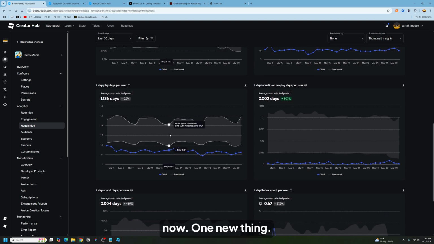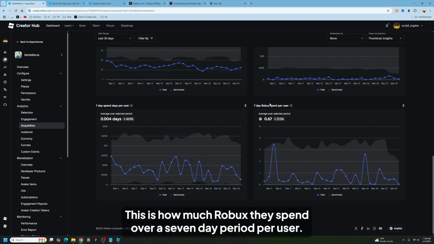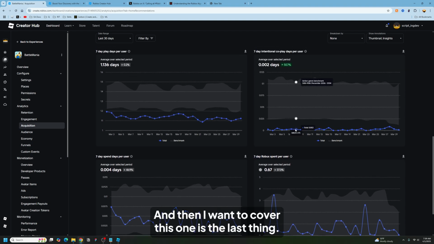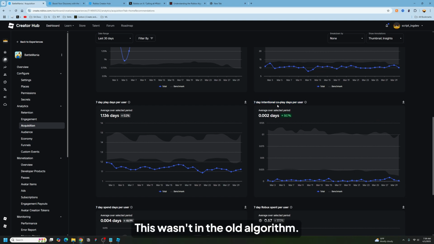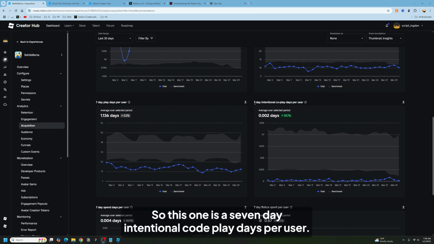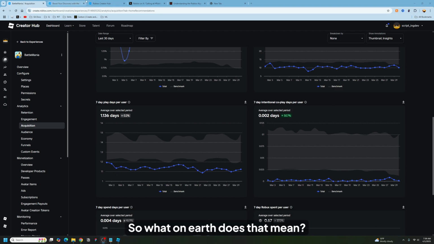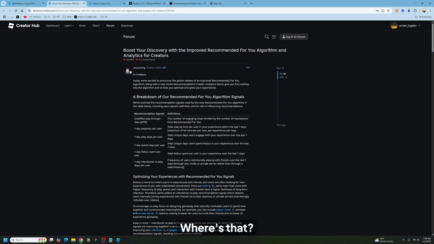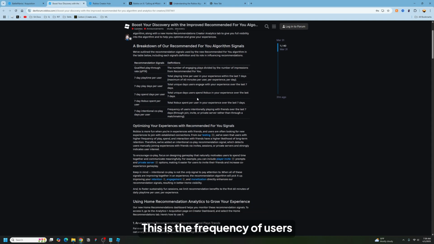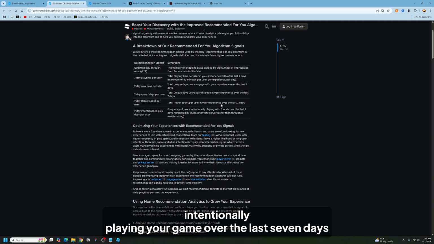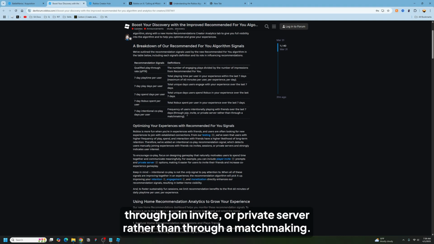Now, one new thing. We've covered this one, which is how much Robux they spend over a 7-day period per user. And then I want to cover this one as the last thing. This is a new one. This wasn't in the old algorithm. This one is 7-day intentional co-play days per user. So what on earth does that mean? Here it is: 7-day intentional co-play days per user. This is the frequency of users intentionally playing your game over the last 7 days through join, invite, or private server rather than through matchmaking.